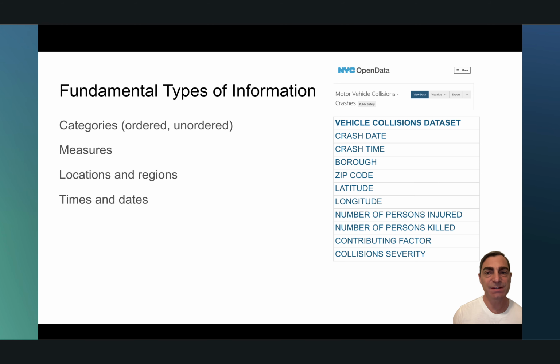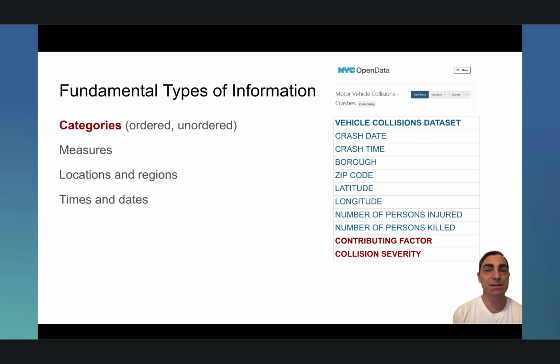But the idea here is that the elements that describe the objects that are in a given data set and in a given table can express different types of information. So typically we have four types. We have categories that can be ordered or unordered. We can have measures. We can have locations and regions, or anything that is spatial, and times and dates, which means anything that is related to time and dates.